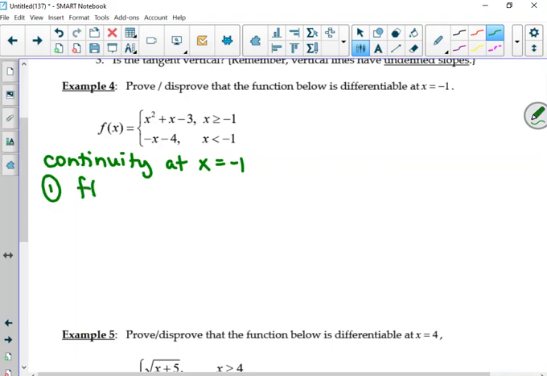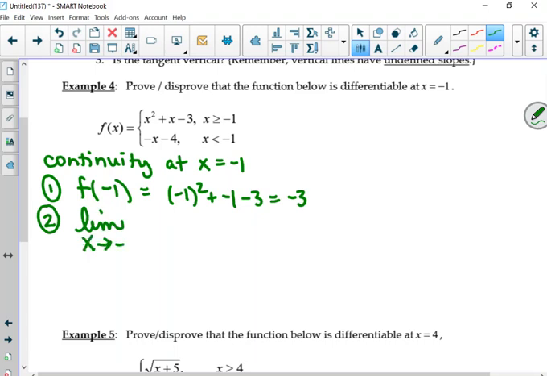First thing to show is that I can get an f of -1. That f of -1 exists, and the best way to show that it exists is to cite its value. So f of -1 would be, by the definition of this function, -3. Okay. Next thing to do is a set of limits, a right limit and a left limit at -1.